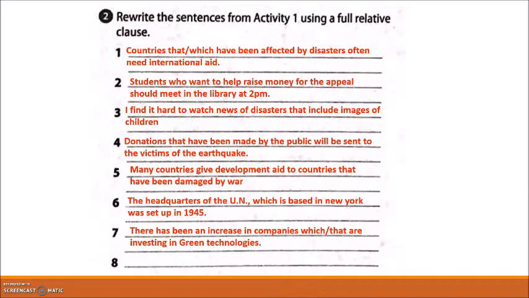7. There has been an increase in companies which or that. Here it's the same thing, that it can be which or that, or you can put both of them, but with one is more than enough. So, which or that are investing in green technologies. And for the last one, it says, there has been a series of natural disasters that has led to a food shortage.